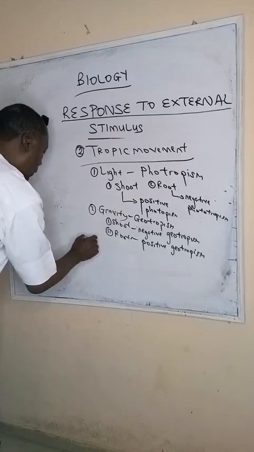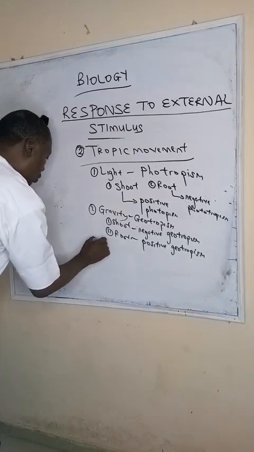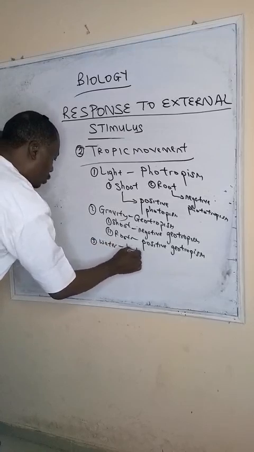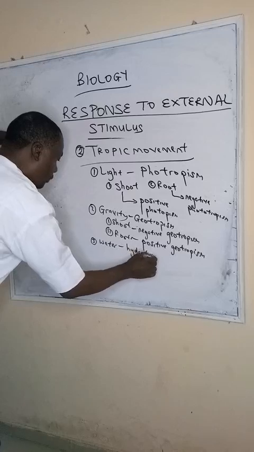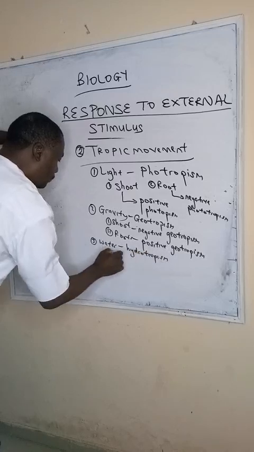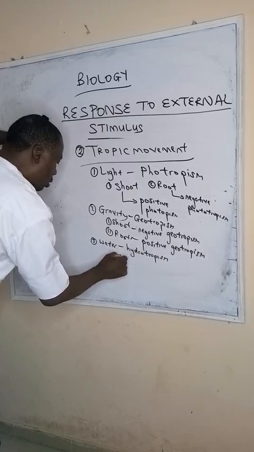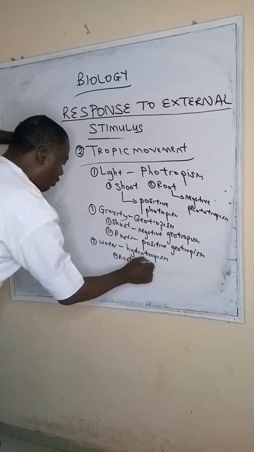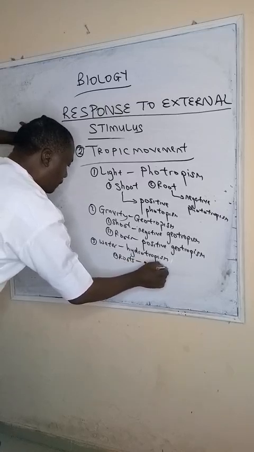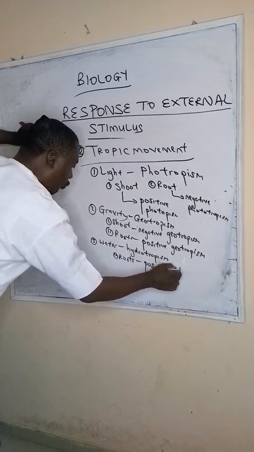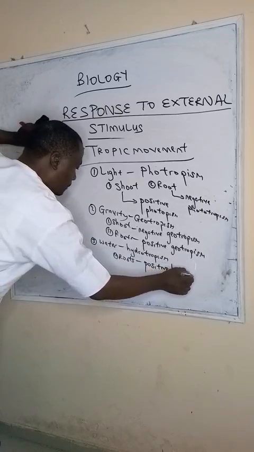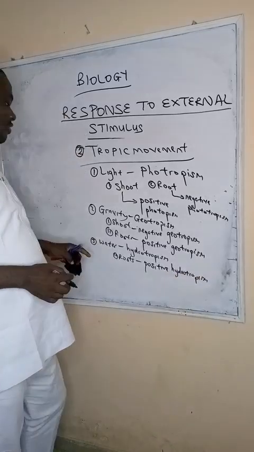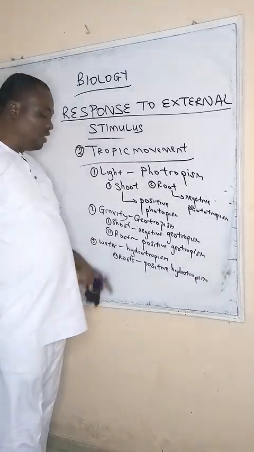The third one is water. This is called hydrotropism. The roots now. Roots, they show positive hydrotropism. They go towards water. Roots, water, positive hydrotropism. Those are the roots.